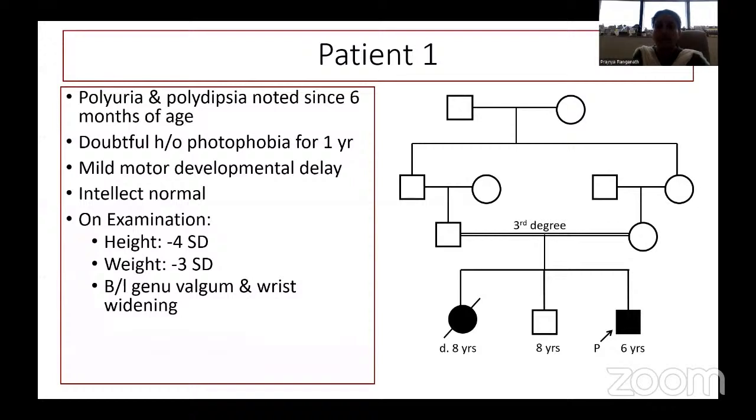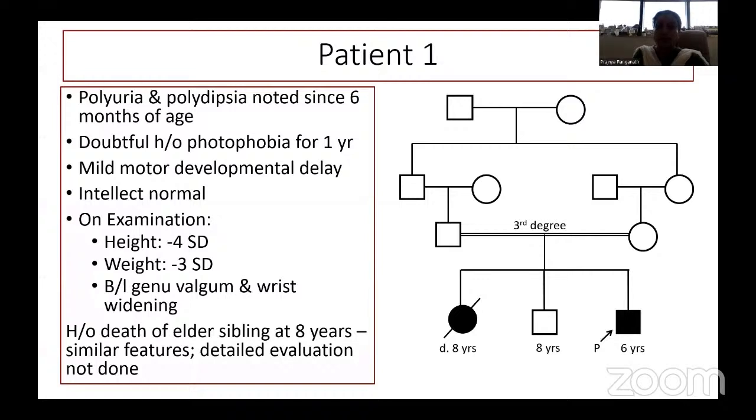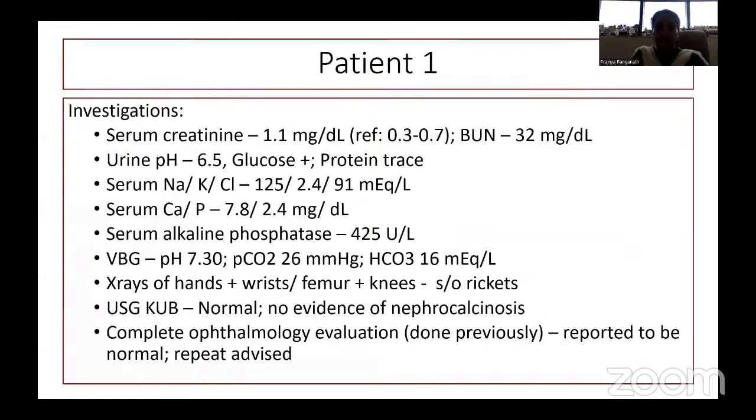On examination, the child had significant short stature, -4 standard deviations below mean for age and sex. The weight was also below the third centile, and he had bilateral genu valgum and wrist widening. There was also a history of death of an elder sibling at 8 years of age with similar features. However, unfortunately, that child had not been properly evaluated.